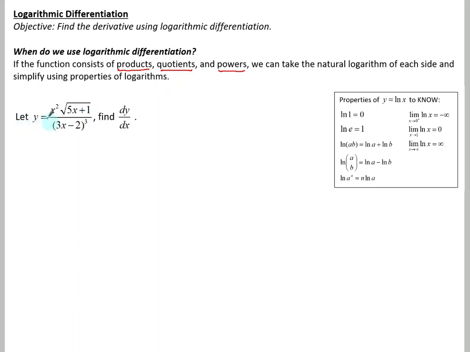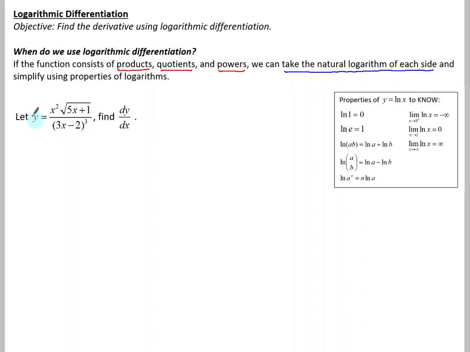Let y equal x squared times the square root of the quantity 5x plus 1 divided by the quantity 3x minus 2 cubed. Find dy/dx. Now if we just take the derivative of this, it will require a product rule, a chain rule, and a quotient rule. So we could do that because we know all those rules, or we could make it a bit easier on ourselves. We can take the natural log of each side. Why does that help us?